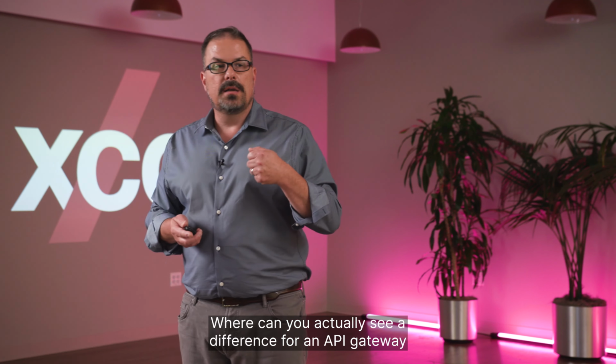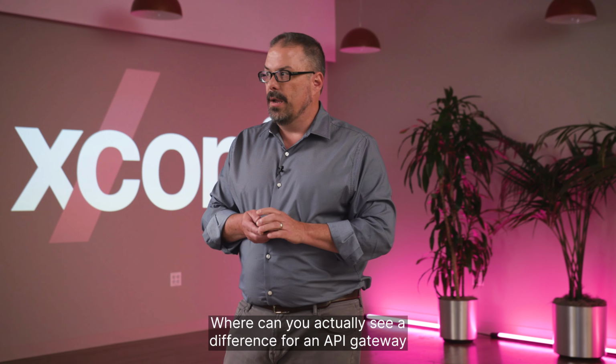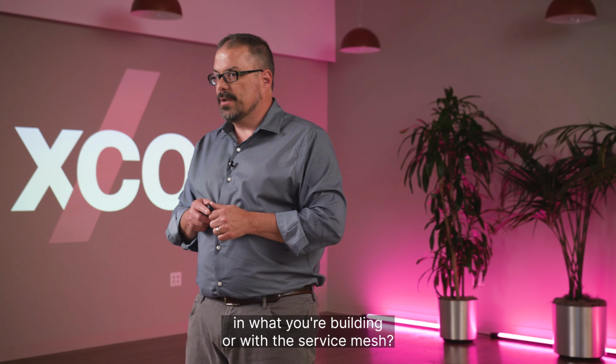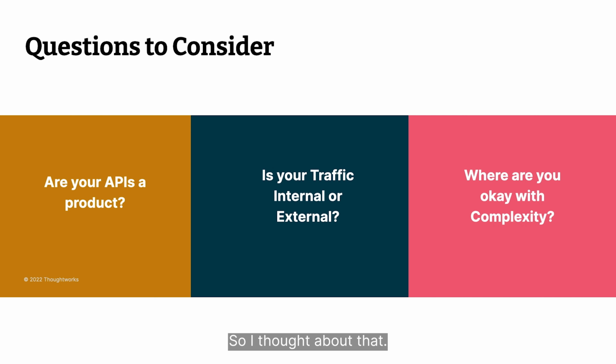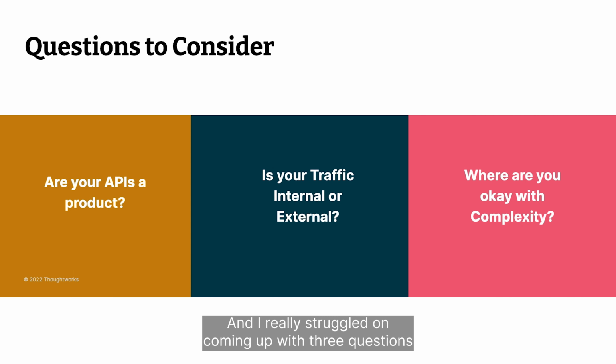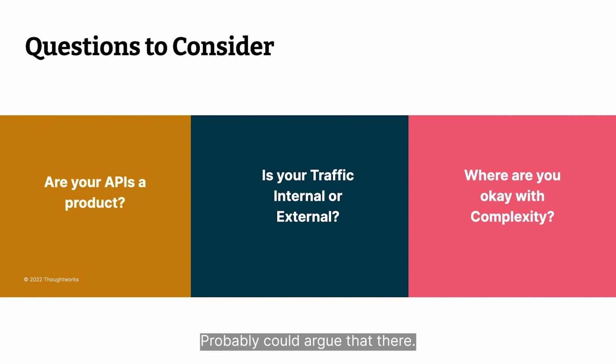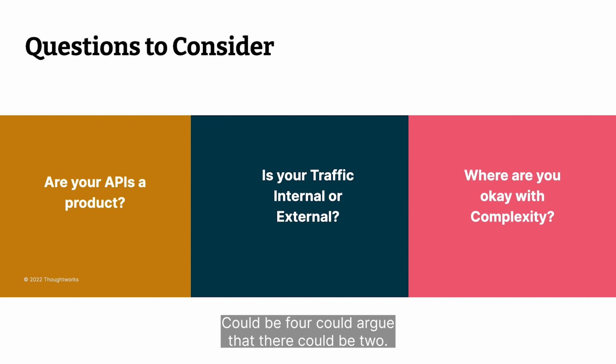Where can you actually see a difference for an API gateway in what you're building, or with the service mesh? So I thought about that, and I really struggled with coming up with 3 questions that would really represent the space. And I settled on these 3. You could probably argue that there could be 4, or that there could be 2.